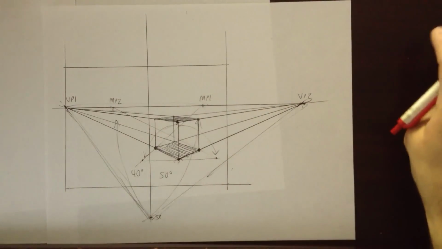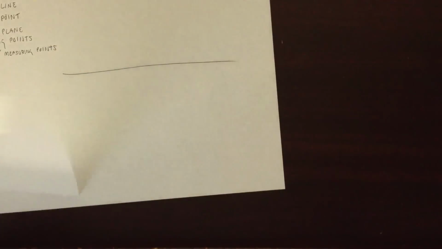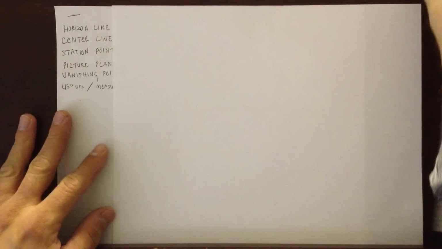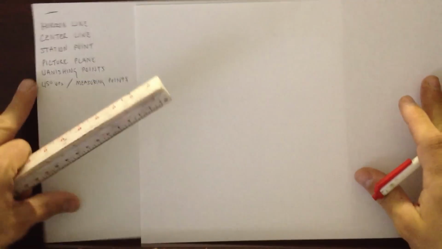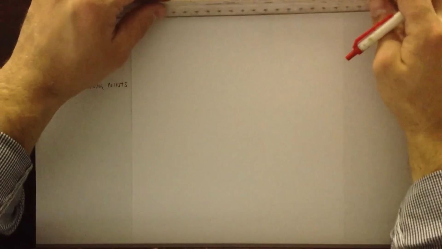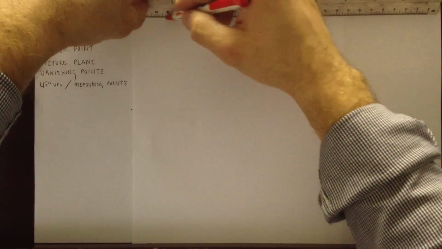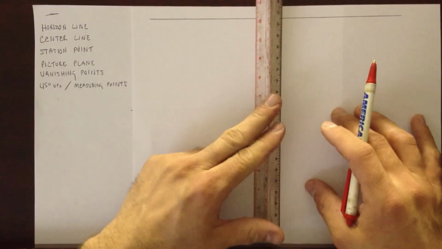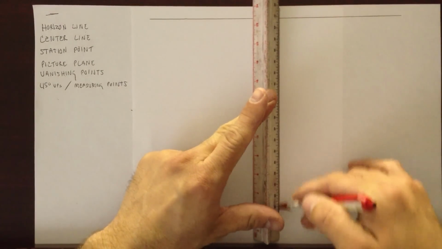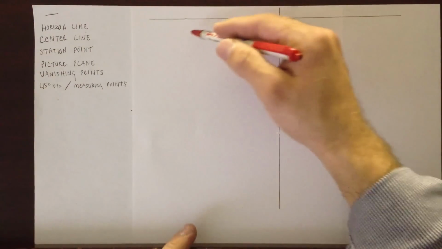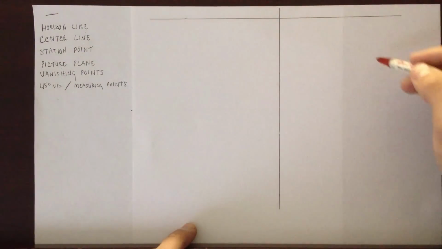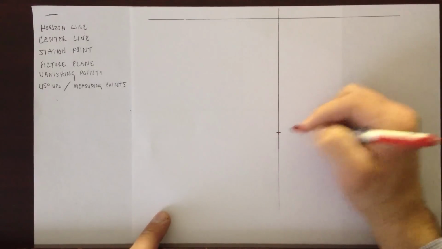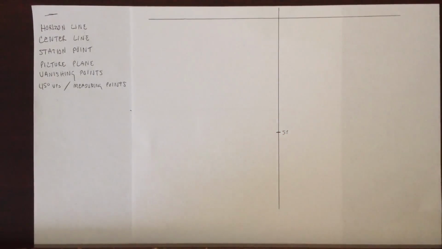All right. Lastly, 3-point perspective. Okay, basically same process. The only thing that's different in this case is that we're going to put the horizon line up here. And then we're going to do our center line. And when we draw the picture plane, it's going to be below the horizon line. Again, establishing a station point. This can be wherever you want. I'm just going to put that here.